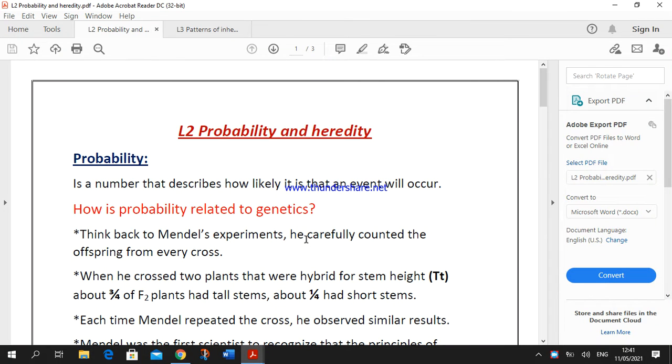Probability, according to mathematics, is a number that describes how likely it is that an event will occur. Monohybrid crosses using a Punnett square is the study of inheritance of one characteristic, such as the color of a pea pod, green or yellow.